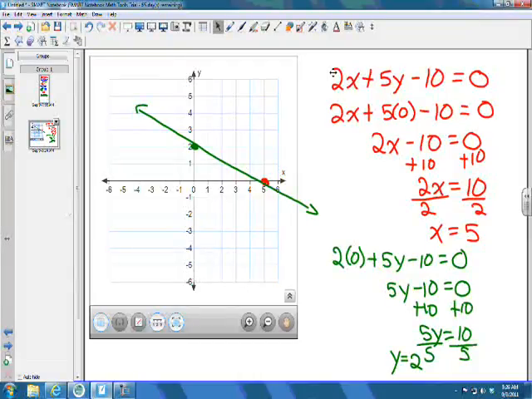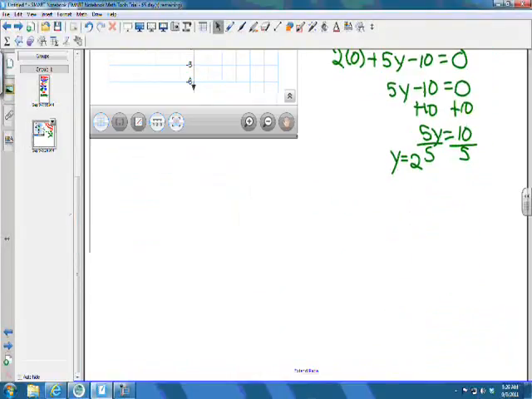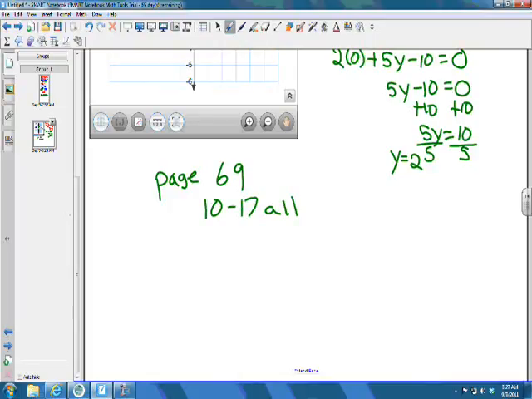All right, homework for the first section. Ready? On page 69, we will do 10 to 17, and 22 through 32 even.